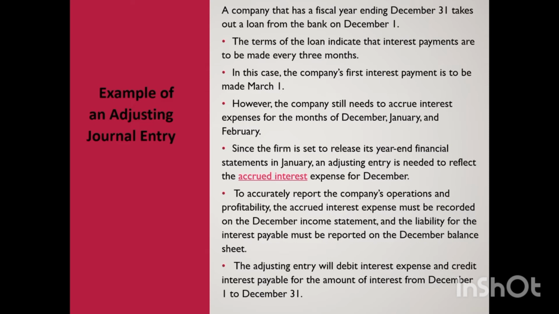Since the firm is set to release its year-end financial statement in January, an adjusting entry is needed to reflect the accrued interest expense for December. To accurately report the company's operations and profitability, the accrued interest expense must be recorded on the December income statement, and the liability for the interest payable must be reported on the December balance sheet. So the adjusting entry will debit interest expense and credit interest payable for the amount of interest from December 1 to December 31st. I hope this example helps you understand better.